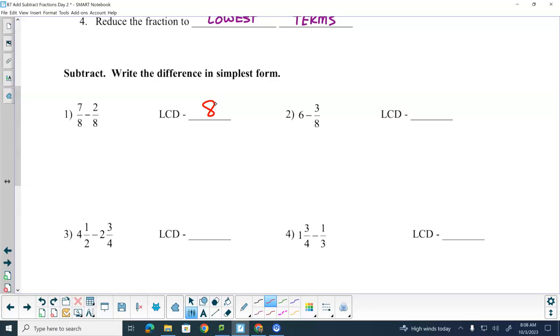Okay? Step number 3 then says I got to do what? Subtract the whole numbers, right? Okay, we don't have whole numbers to subtract. So then, numerator. So 7 minus 2 is what I'm looking at here. 7 minus 2 is how much? 5. And then that's going to be still over our common denominator. That's the second half of step 3. Okay? And then what do we have to do?